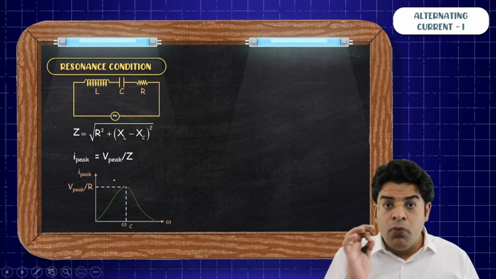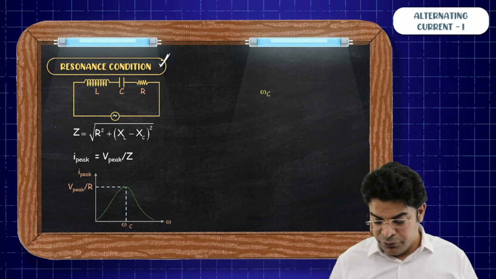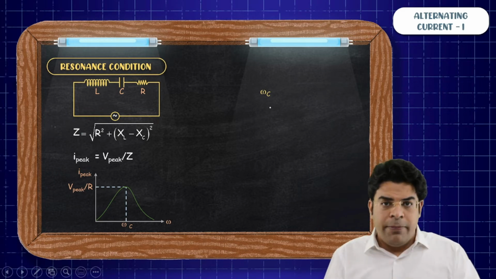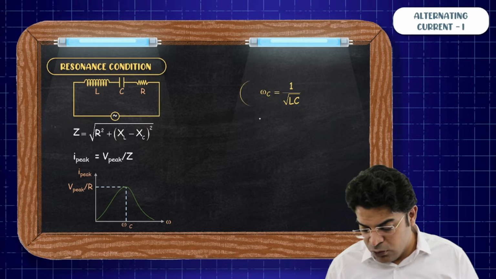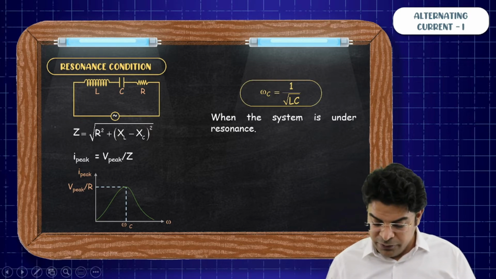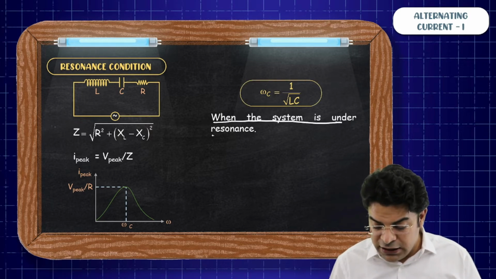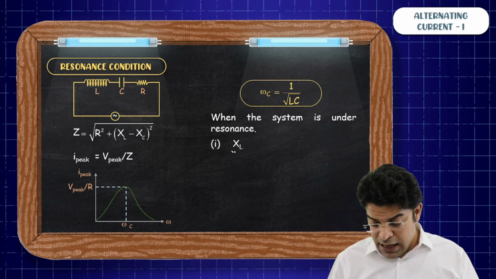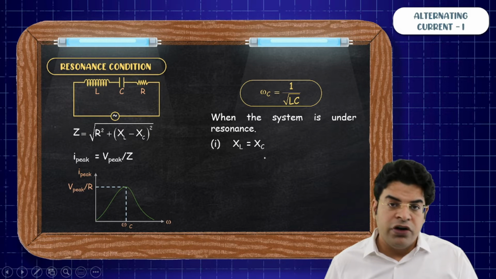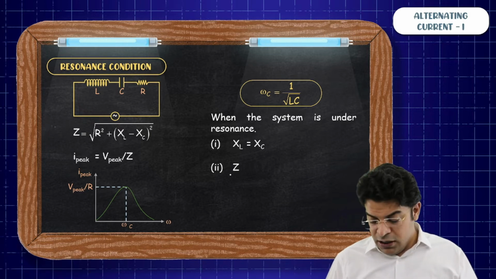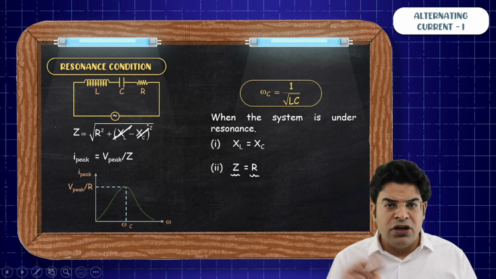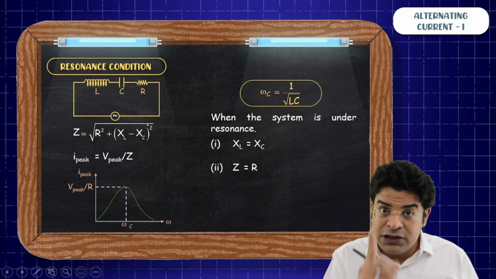We need to know more things about the resonance condition. The angular frequency for resonance to happen is nothing but 1 by root LC. We have learned this already. When the system is under resonance condition, you need to remember these things. The first thing, XL equals XC. Second thing, the impedance of the circuit equals the resistance, because XL and XC cancel out each other. And the last point is an important point.